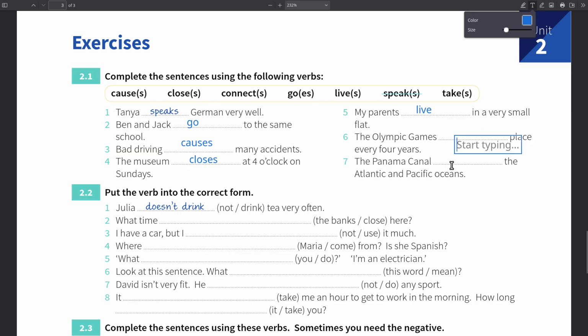Okay. Next example. The Olympic Games. Plays every 4 years. Now, the Olympic Games. It looks like a plural, right? But no, this is singular. Okay. If you see, we are using the, right? The Olympic Games.